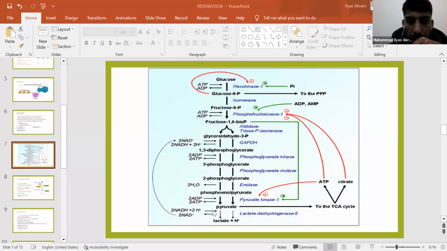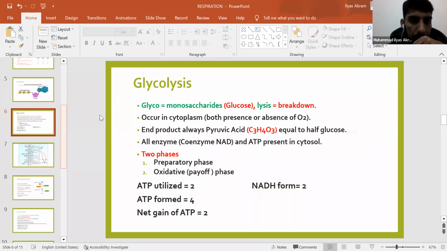Pyruvate is the final product of glycolysis. That's why we write here that the end product of glycolysis is always pyruvate.